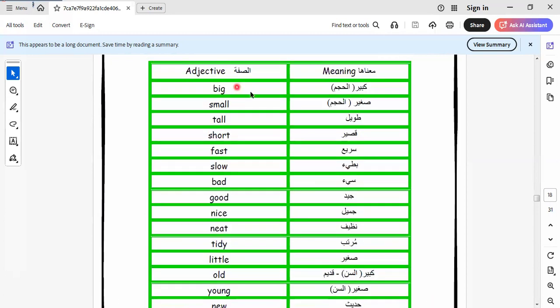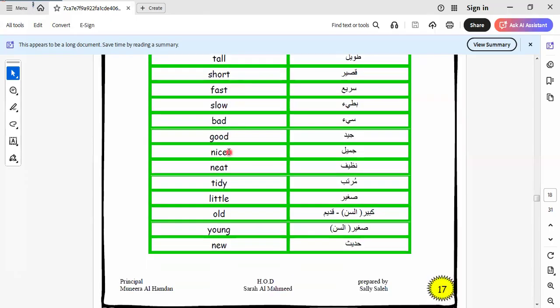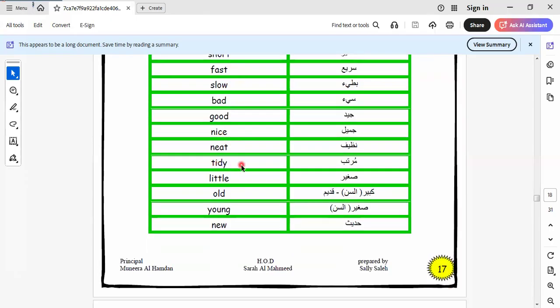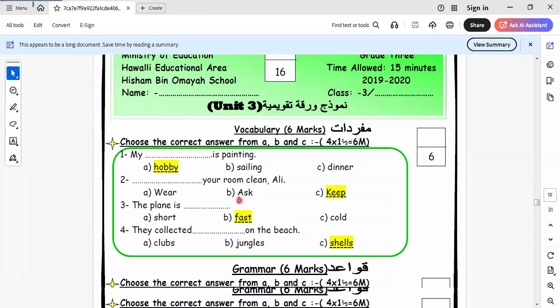With this unit, we learn some adjectives like big, small, tall, short, fast, slow, bad, good, nice, neat, tidy, little, old, young, new. All this we learned during this unit.